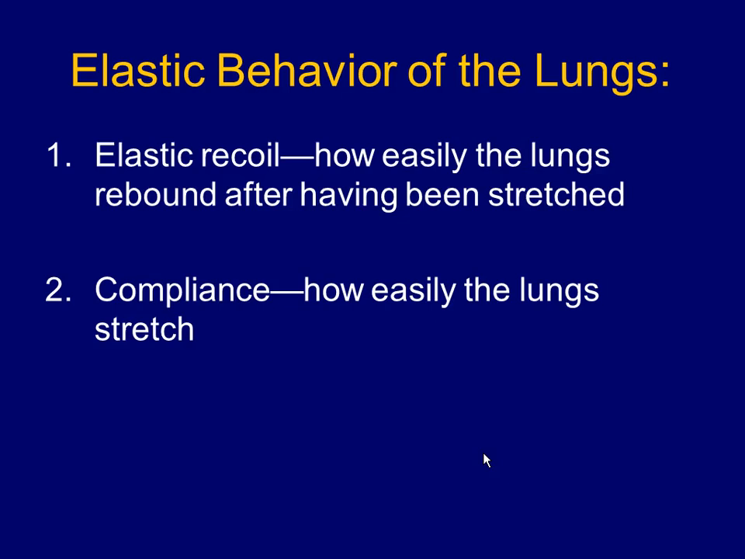Next one, elastic behavior of the lungs. What's elastic talking about? Snapback. So the technical term for elastic snapback ability is actually elastic recoil. Recoil means to bounce back, right? It's like if you shoot guns, the recoil is when it pushes back against you. It's bouncing back. So elastic recoil is how easily the lungs rebound or snap back after they've been stretched. It's like taking a balloon or a rubber band, stretching out, letting it go, snaps back. That's recoil, elastic recoil. Compliance is how easily it stretches.